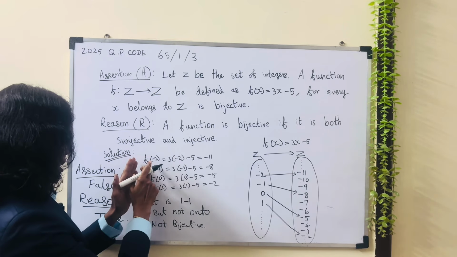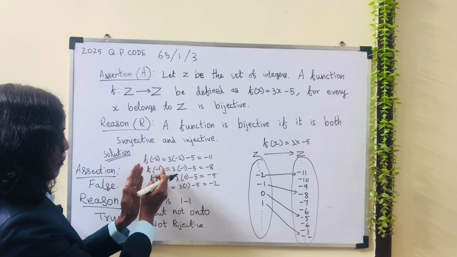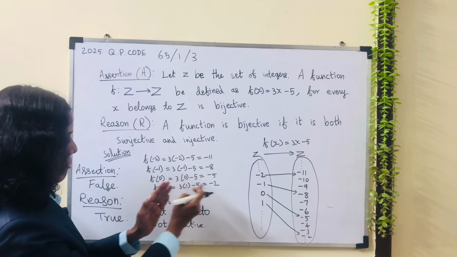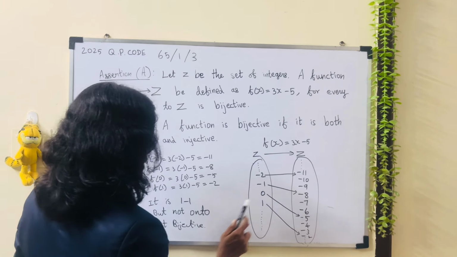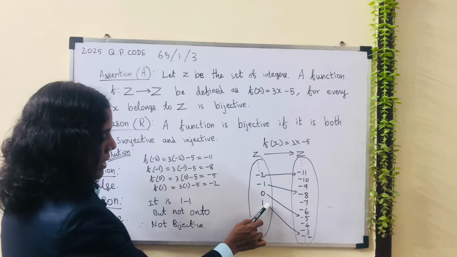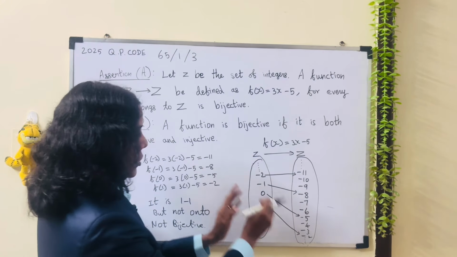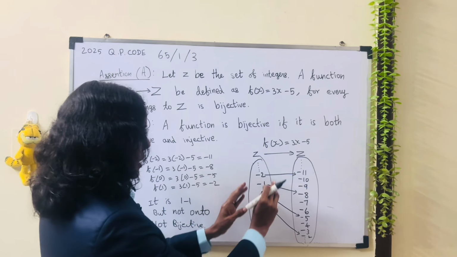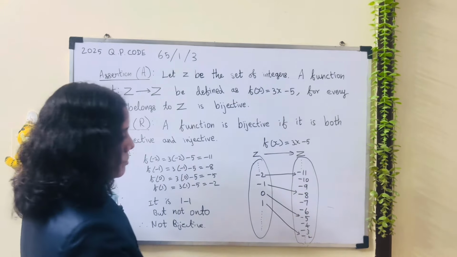3x minus 5 na f of minus 2 வந்து minus 11 வருது. f of minus 1 is minus 8. f of 0 is minus 5 and f of 1 is minus 2. So you can map from minus 2 to minus 11, minus 1 to minus 8, 0 to minus 5 and 1 to minus 2. Here டொமைனில் இருக்க ஒரு ஒரு எலிமெண்ட்டுக்கும் ஒரு தனி இமேஜ் இந்த கோடொமைனில் இருக்கு. ஆனால் இங்கே -10 இருக்கு, அதுக்கு ப்ரீ இமேஜ் இல்லை.